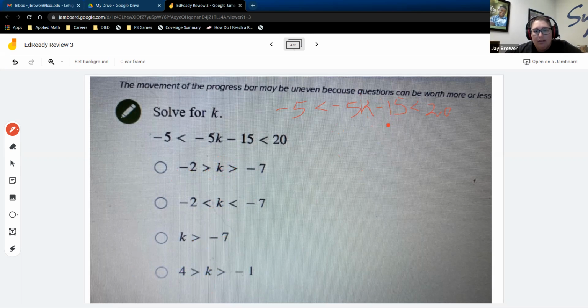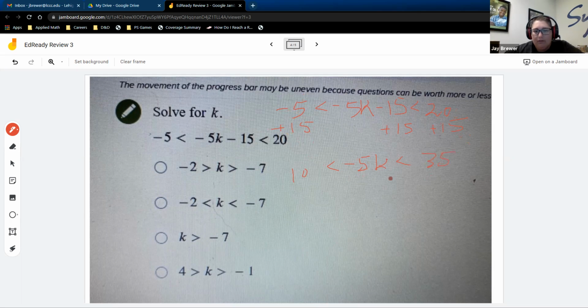So to undo this negative 15, we're going to add 15, but then you go, well, where else do I add it? Well, you have to add it to all three spots. So here we would get negative 5 plus 15 will give us a positive 10. We're going to bring down that negative 5k. And then 20 plus 15 will give us a positive 35.